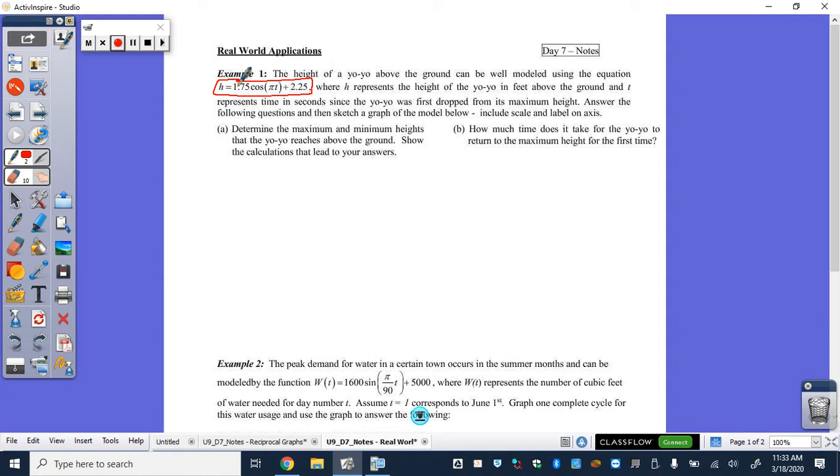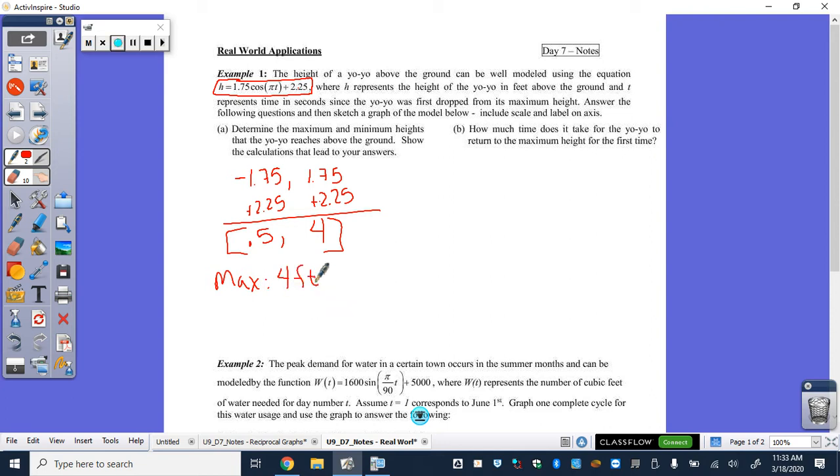Determine the maximum and minimum heights that the yo-yo reaches above the ground. Show the calculations that lead to your answers. So max and min heights is the range, pretty much. You're going to take your positive amplitude, negative amplitude, excuse me, add them together with your C value all the way there at the end. And we get 0.5 and 4 is our range. So max is 4 feet, and then min is half a foot.